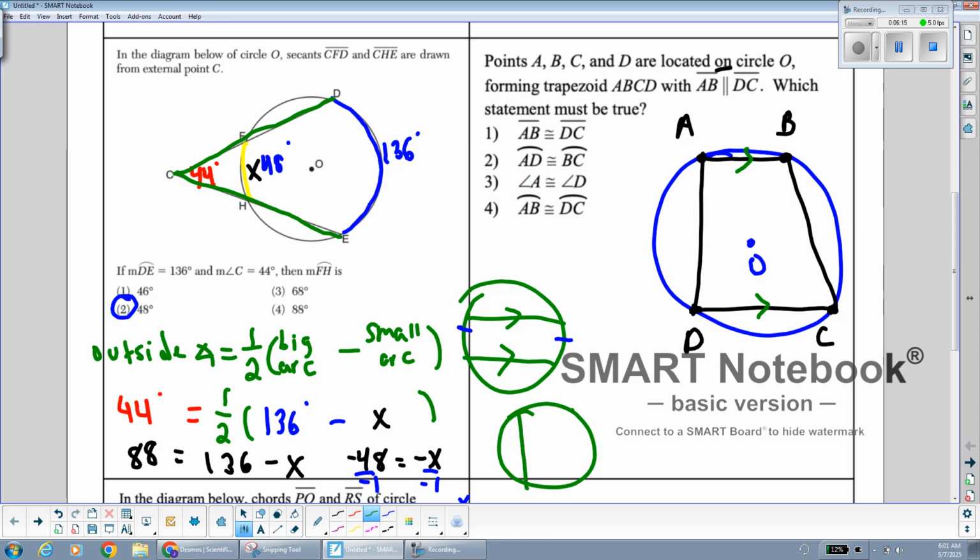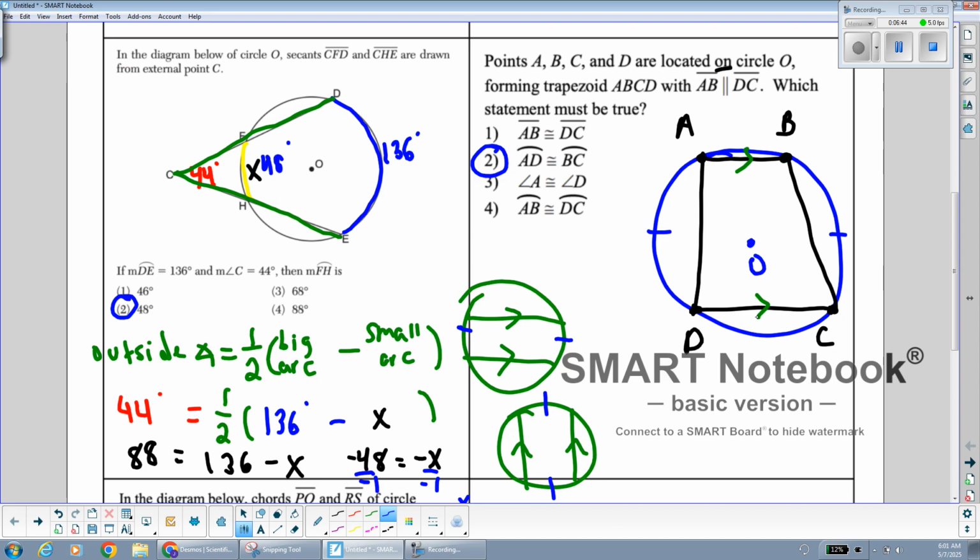Alternatively, if the chords are like this, that are parallel, touching, touching, touching, touching, those would be the intercepted arcs. So let me see for here, because these arcs are the ones in between the parallel chords that are congruent. Let me see if arc AD congruent to arc BC is an answer choice, and it is.